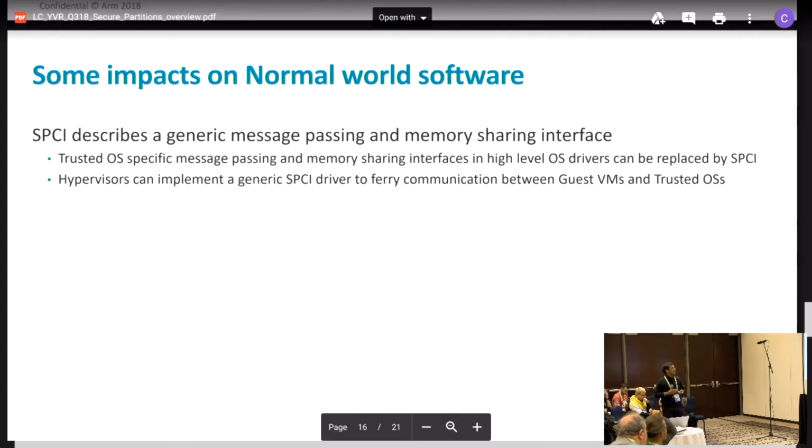On the normal world side, the expected impact is that, as I said, the trusted OS driver can now use the interfaces provided by the SPCI specification to do message passing and memory sharing, right? The proprietary SMC communication can be replaced by SPCI, and then hypervisors can implement a generic SPCI driver to ferry communication between the guest VMs and the trusted OSs, instead of having trusted OS specific drivers instantiated in them.